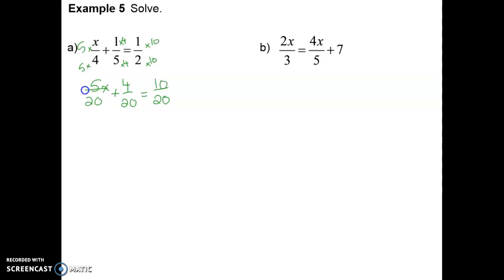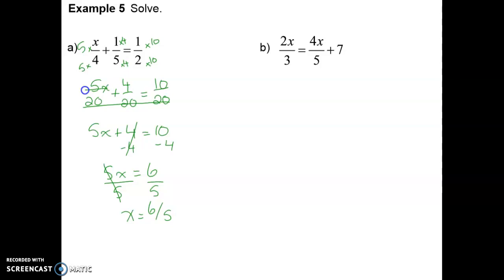Now my denominators are all 20, so I don't have to worry about them anymore. My numerators, 5x plus 4 equals 10, is all I have to worry about, and I know how to solve this already. I'm going to take 4 away from both sides in order to make that a zero pair, so it will cancel out, and I'm going to get 5x equals 6. The inverse of multiplying by 5 is dividing by 5, and x is going to be equal to 6 over 5.